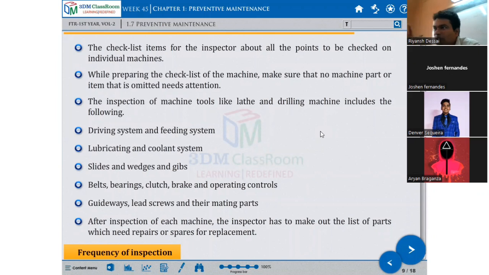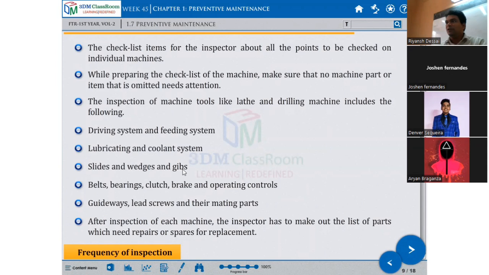Motor. If the motor is not running, there is no driver. Driving system and feeding system: after the motor, there is a belt and pulley. After the belt, there are gears and spindles. This is all the driving system. Then the lubricating system and coolant system. In the lathe machine, there is a coolant pump, so coolant flow, and the coolant system.